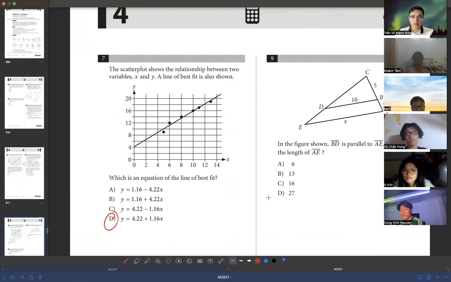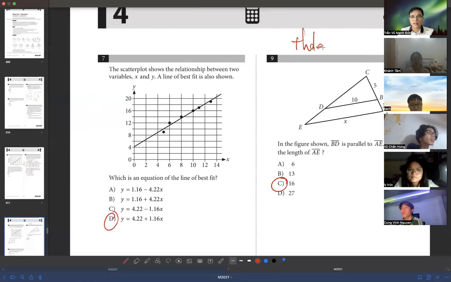9C. 9C. What is the length? How did you do this? Because BD is parallel to AE, so CB over CA equals DB over AE. Yes, exactly. This is what we call Thales theorem.